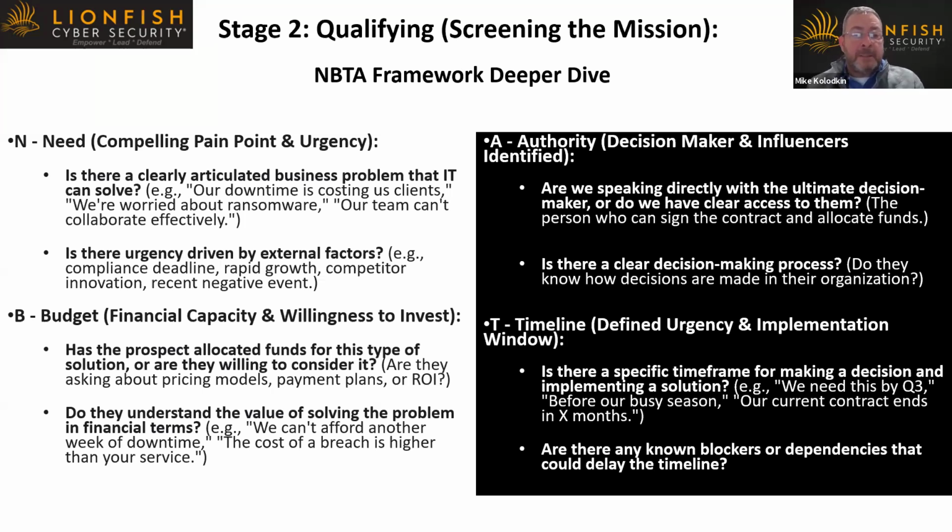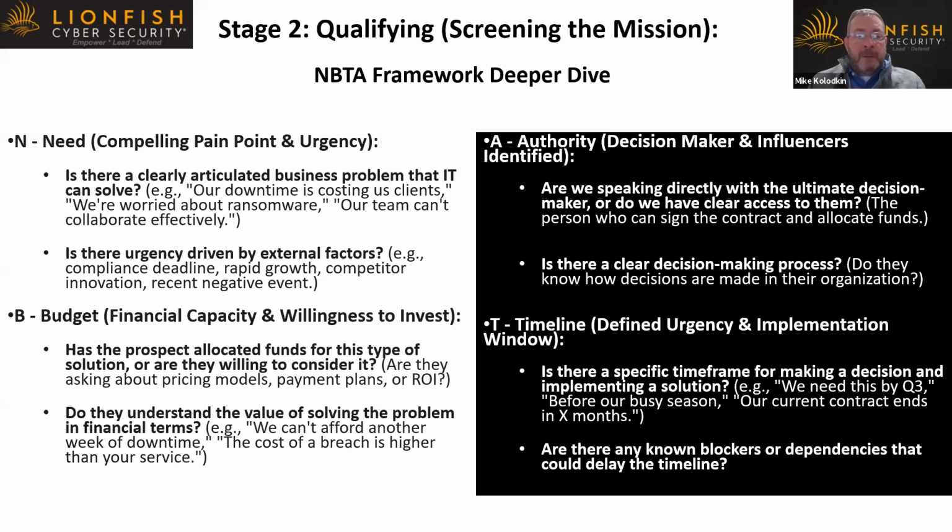The next part is that timeline. If they define the urgency and implementation window, how do they manage these types of projects? When do they usually implement them? Are there any other known blockers, dependencies, or competing priorities that might interfere with your timeline for them to execute?